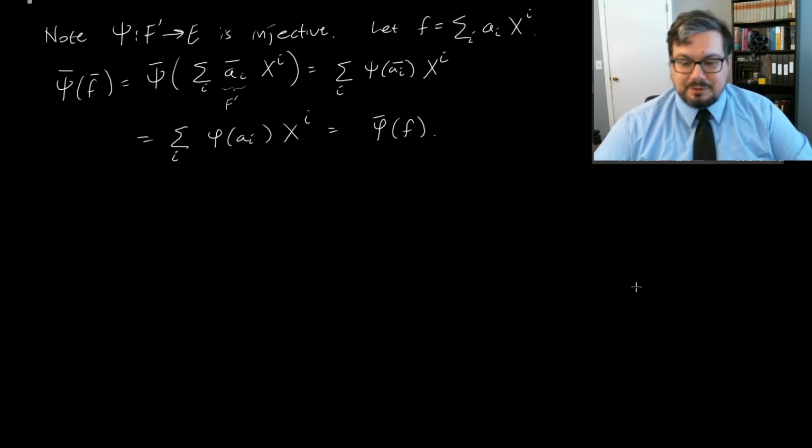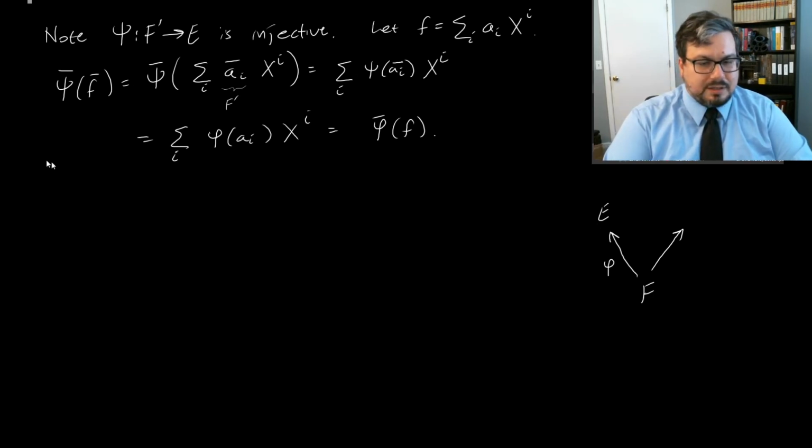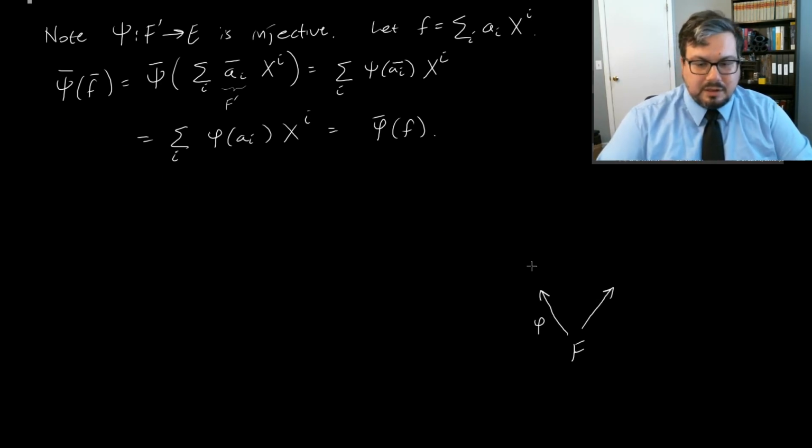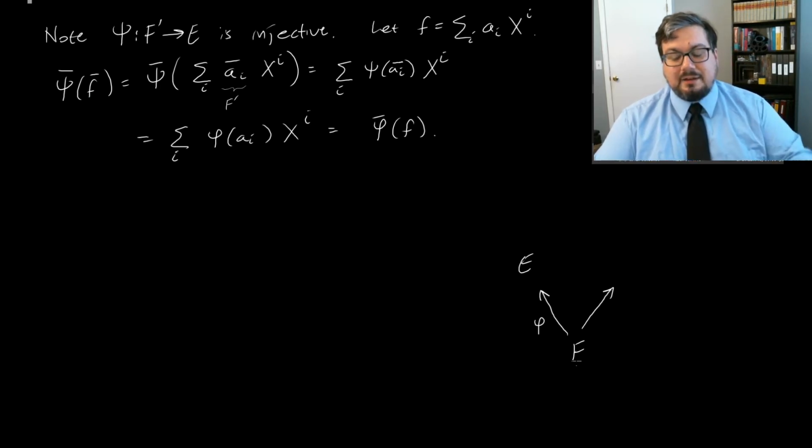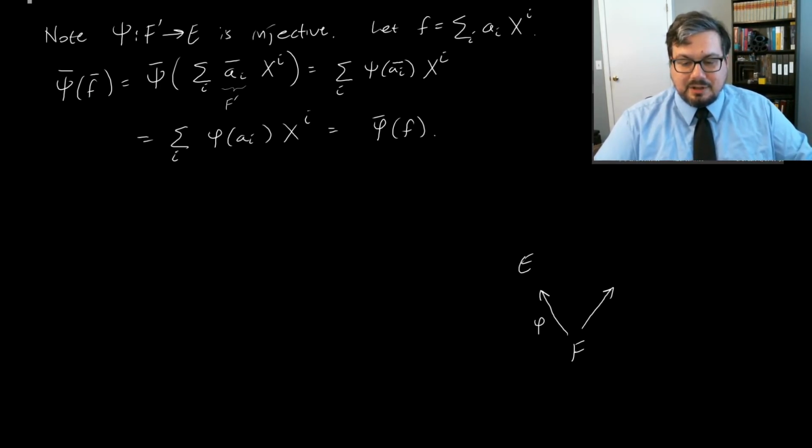So what we've done here is we've essentially created a couple of diagrams like we were doing before. So we have phi going from f to e. Sorry, I had that right the first time. Phi going from little f to e, and then we also have that this f is going to f prime.